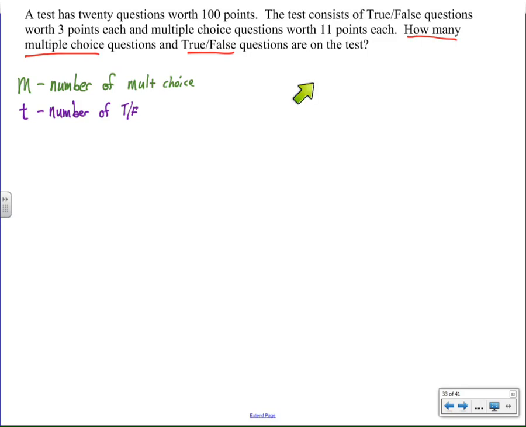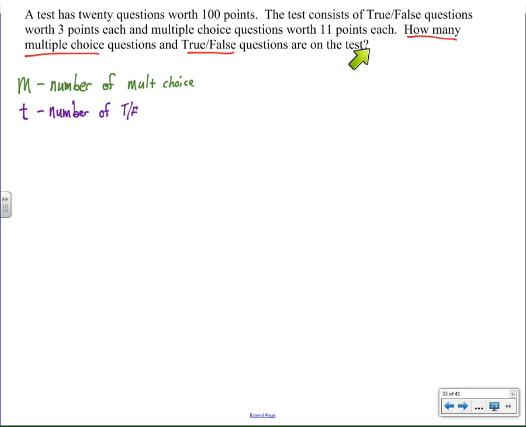So the information I see here starts with the question itself, like what is being asked for. The first thing that you need to do in order to write equations is you need to have variables defined so that you can write equations with those variables in them. And the rule is, almost every time I've seen a linear systems question, the last sentence of the paragraph is the question of the thing that you're trying to find. So they tell you a bunch of information, and at the end of the paragraph, this is what they want to know: How many multiple choice questions and true-false questions are on the test?